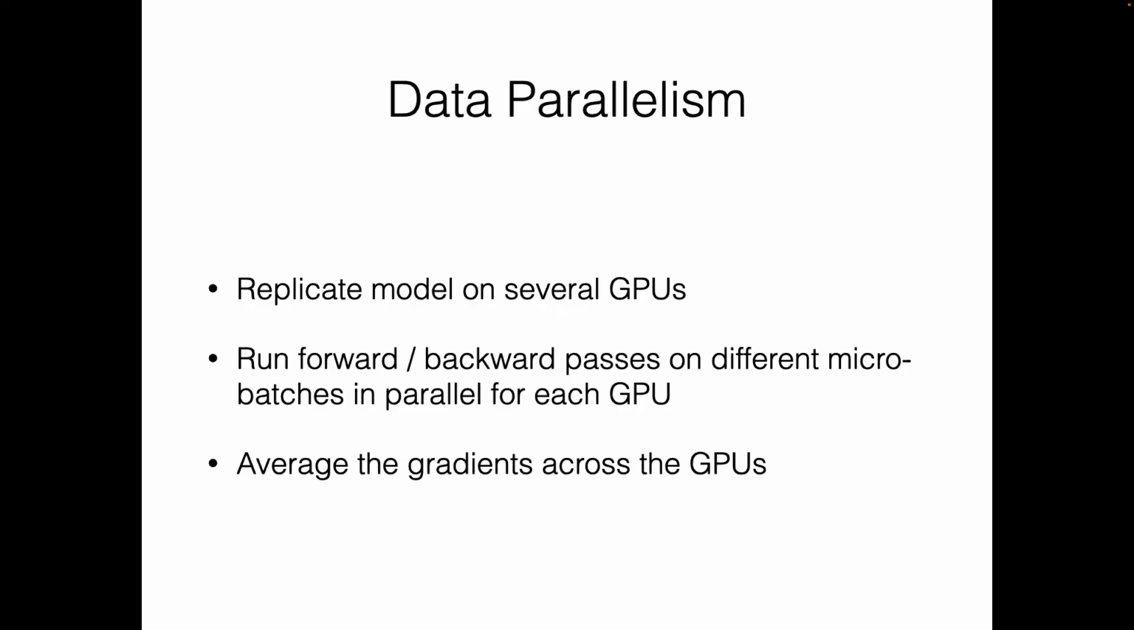And then on each GPU, you can run the forward and backward pass on micro batches. And then you can average the gradients from the different GPUs. One way to think about this is that it's essentially gradient accumulation, but now it's in parallel. So now you have multiple GPUs performing these micro batch computations, then you average the gradients at the end, and then you have to update all of the different copies of the model.